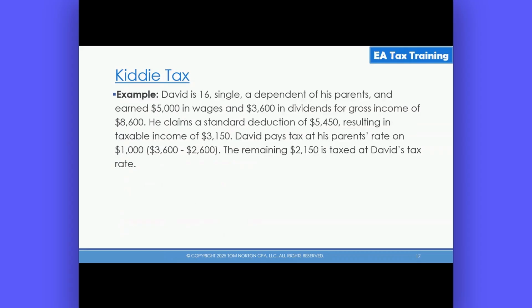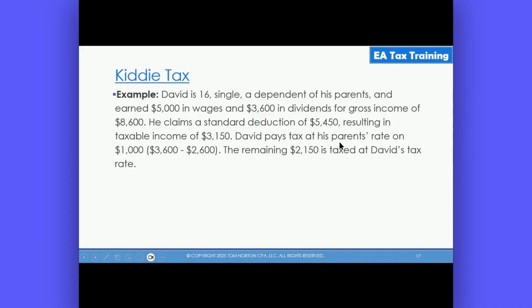So let's do an example. David is 16, single, a dependent of his parents, and he earned $5,000 in wages and $3,600 in dividends for gross income of $8,600. He claims a standard deduction of $5,450. Why? Because remember, it's the greater of $1,300 or his earned income plus $450. So that's $5,450. That results in taxable income of $3,150.